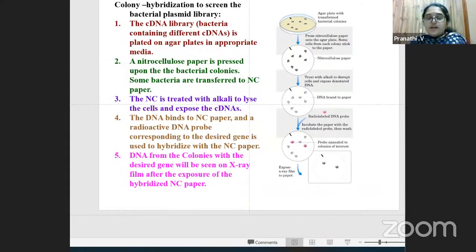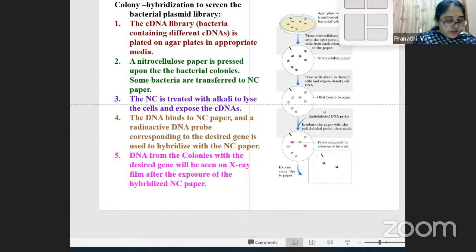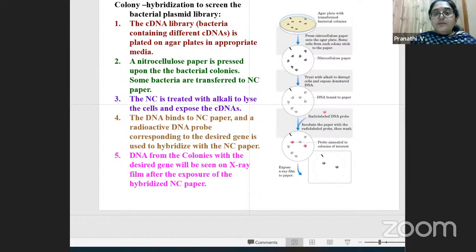So it will hybridize with this homologous DNA. It forms radioactive double-stranded DNA homologous DNA probes. This again is located with the help of autoradiography. So this takes place in southern blotting basically. Let me pause.